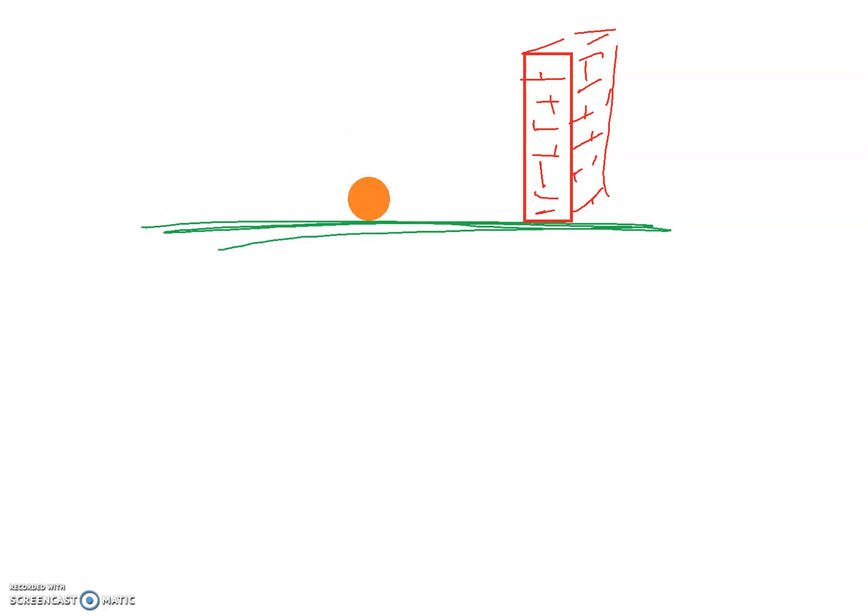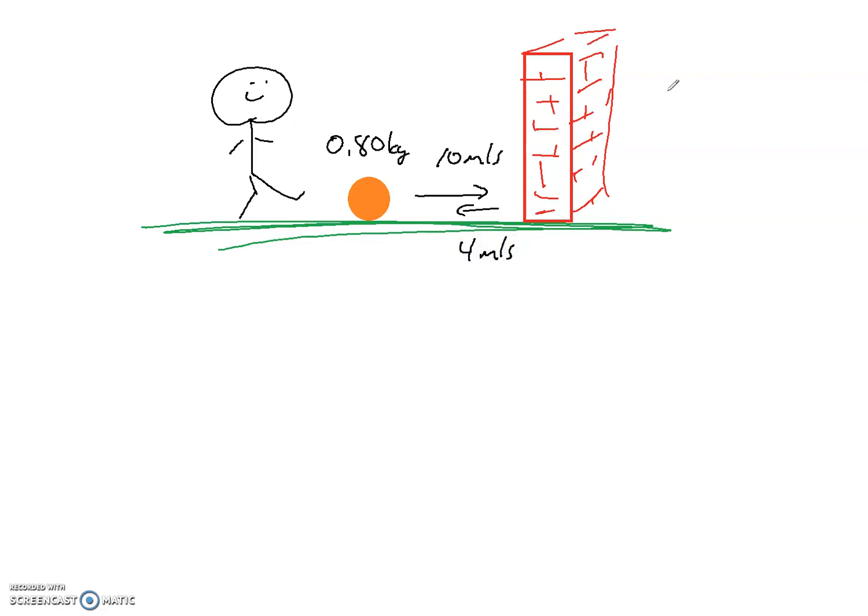And I'm going to draw somebody actually kicking the ball. So here's somebody, and they kick the ball. Alright, and the ball goes forwards, hits the wall, and then of course bounces back. Let's say we have a 0.80 kilogram ball, and it goes towards the wall at 10 meters per second, and then bounces back at 4 meters per second. And I want to know the impulse of the ball when it hits the wall.